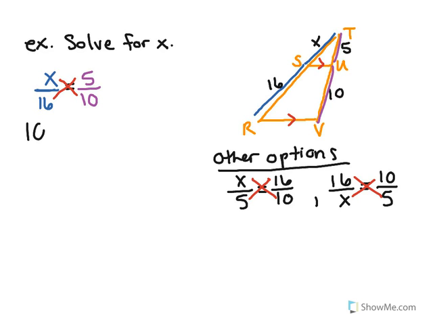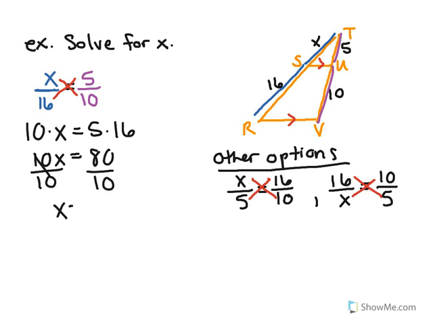So let's go ahead and compute this. This is going to give me 10 times X equals 5 times 16. So 10X equals 80. Divide both sides by 10, and X is equal to 8. So that's how I can use my new side splitter theorem to help me solve different sides of proportional triangles.